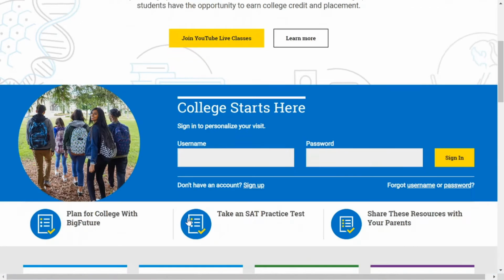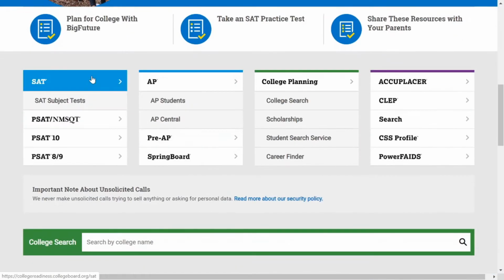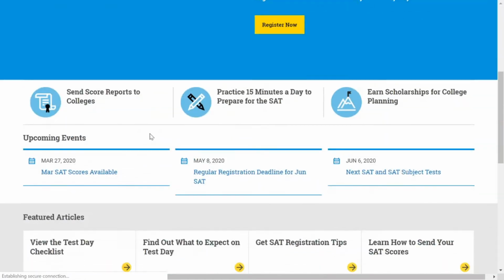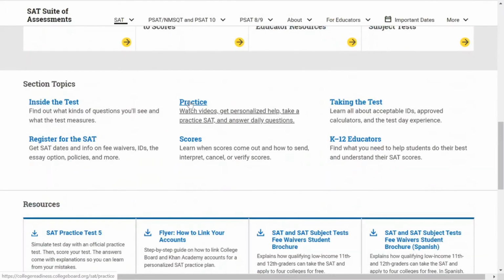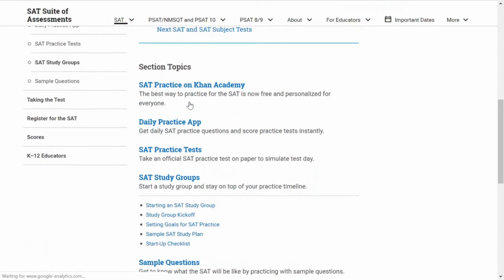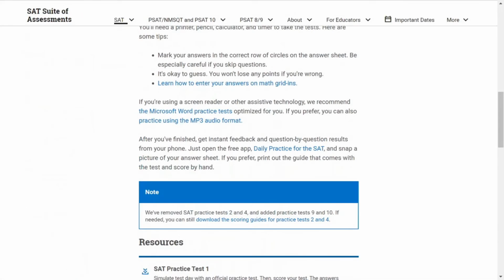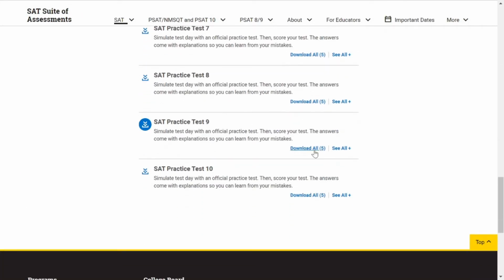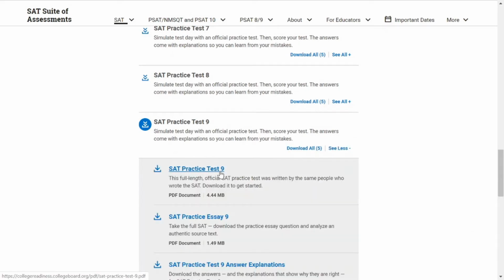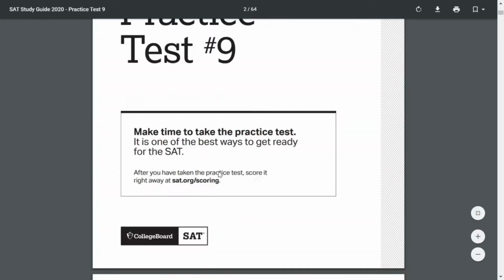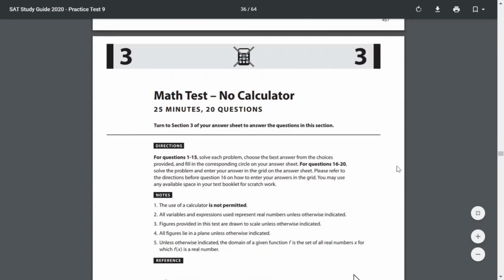We're at collegeboard.org. Scroll down, click on SAT. Scroll down, practice tests. And we're going to do practice test 9. So click here, and we're going to do the third test, 25 minutes, 20 questions, page 36.